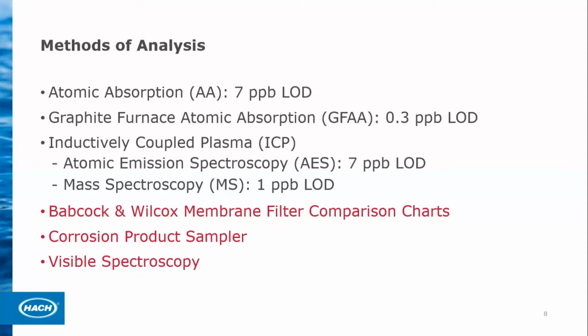The ones in the bottom are ones, though, that may be used currently and ones that we want to talk about. Those are the B&W membranes that most of you are probably familiar with, corrosion product sampler, and then visible spectroscopy. We're also going to be talking about an online method using laser nephelometry. And those are the ones we want to spend some time on, because for a HRSG facility, those are probably ones that are going to be a lot more practical.